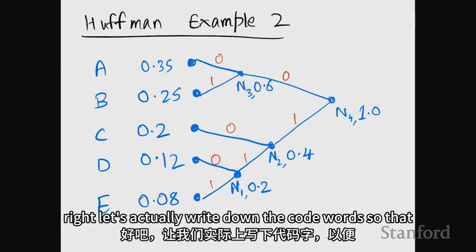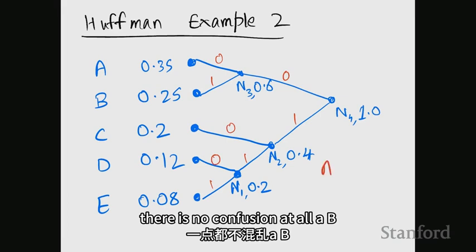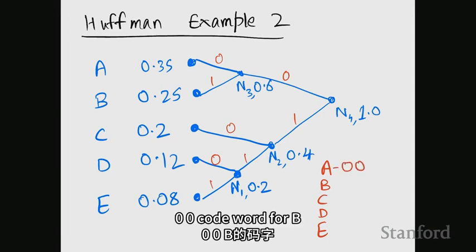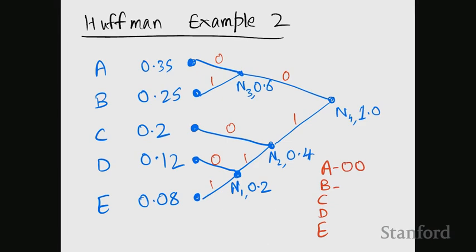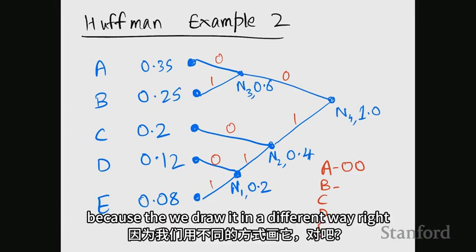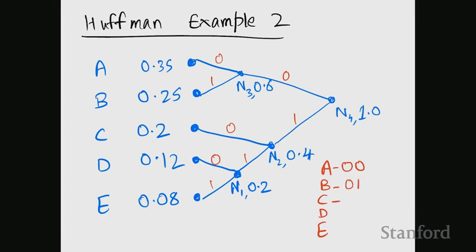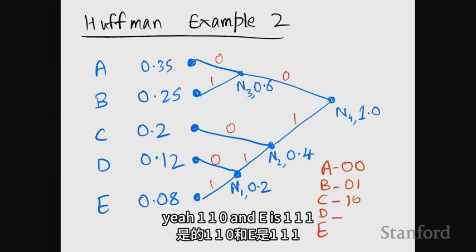Right. Let's actually write down the code words so that there is no confusion at all. A, B, C, D, E. Okay. Code word for A: 0, 0. Code word for B: 0, 1, right? Because we drew it in a different way. The root is actually on the right, so you need to go from right to left. So B is 0, 1. C is 1, 0, right? D is 1, 1, 0. And E is 1, 1, 1.